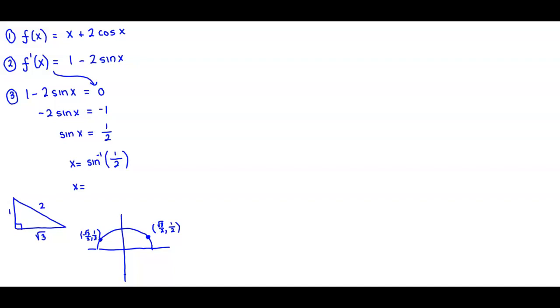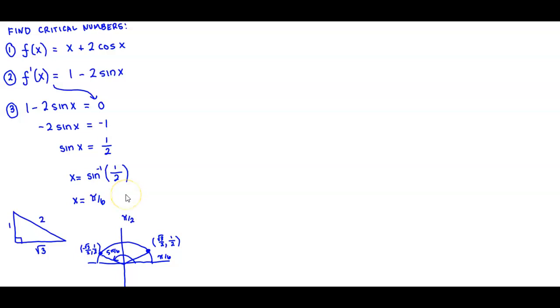Now we need to determine what our angle is. Recall here that this is pi over 2, negative pi over 2, and this is positive pi over 2. This angle right here would represent pi over 6, and this angle would represent 5 pi over 6. We want it to be between negative pi over 2 and pi over 2, so x is equal to pi over 6. Therefore, this represents our critical number.